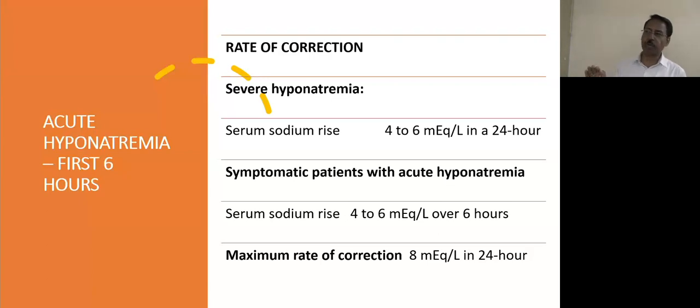If it is a severe hyponatremia, you target a rise of sodium by 4 to 6 milliequivalents in the first 24 hours. But if the patient is symptomatic, then that rise should happen within the first 6 hours. So your target is 4 to 6 milliequivalents per day. As a bottom line, you can go maximum up to 8, but not more than 8. If it is severe, target 24 hours. If they are symptomatic, target that correction within the first 6 hours. Okay, so that's the first thing we are looking at.